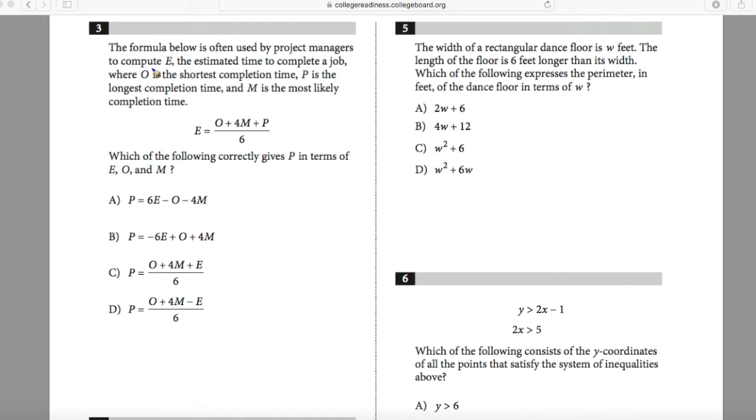For question 3, I see the formula below is often used by project managers to compute E, the estimated time to complete a job, where O is the shortest completion time, P is the longest completion time, and M is the most likely completion time. Realistically, on test day, given the fact that I have a formula here, and I can quickly scan down and I see that I have P equals for each of my possible answer choices, I'm really not going to care too much about the narrative here.